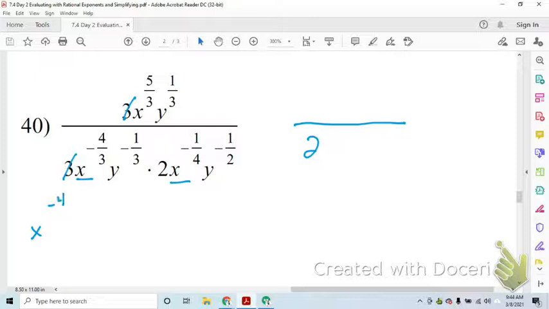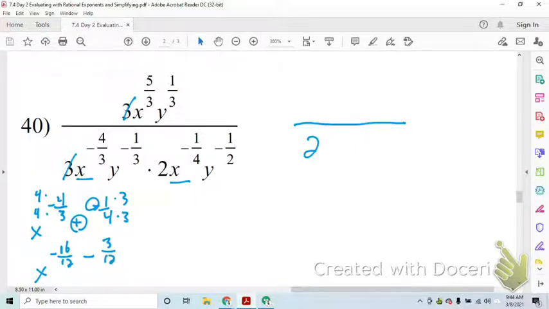So this would be x to the negative 4/3 plus negative 1/4. I'm not even worried about my numerator yet, just the denominator. Now these need a common denominator. They both go into 12. So I'm going to multiply by 3/3 and then 4/4. And so I actually have negative 16/12 minus, because adding a negative, 3/12. So since we're subtracting, that's going to end up being x to the negative 19/12. And that's still on the bottom. So x to the negative 19/12 goes right there.